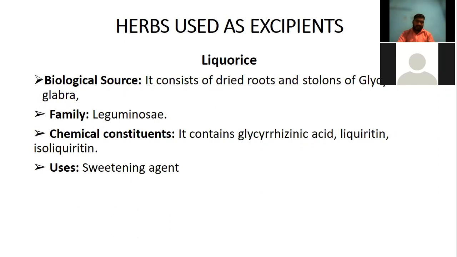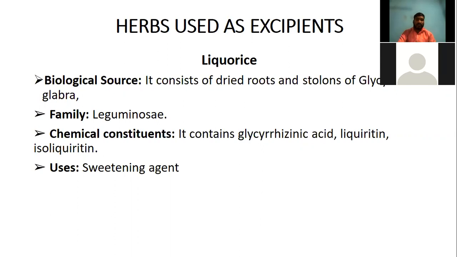Next we will discuss one example for each and every category, so we can complete it. Another example is licorice, which you know very well. Basically, we use the dry root and stolons of Glycyrrhiza glabra. This is the botanical name for licorice. In Marathi, it is known as Jeshtamadh.